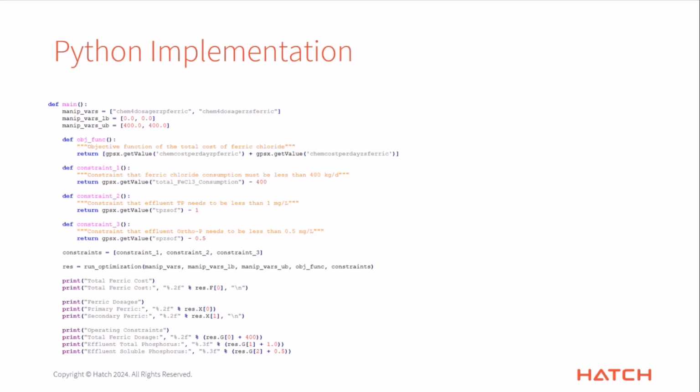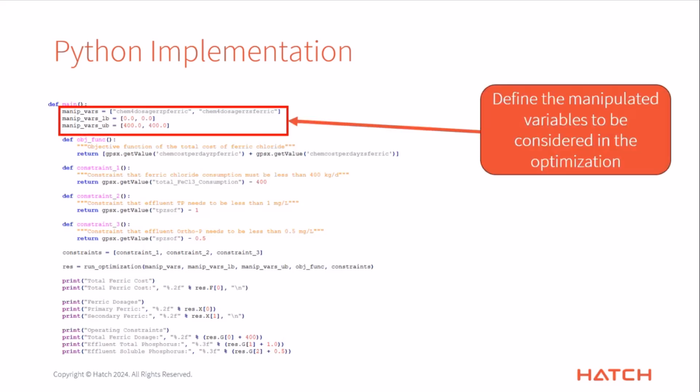So I'm just going to step through some code, and then we'll actually run this code in the demonstration a little bit later. But just so you're familiar with what it's doing, first we need to specify what our manipulated variables are going to be. So we're going to specify that we're manipulating the primary ferric dosage rate and the secondary ferric dosage rate.